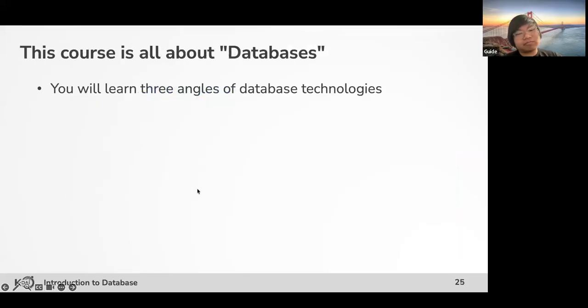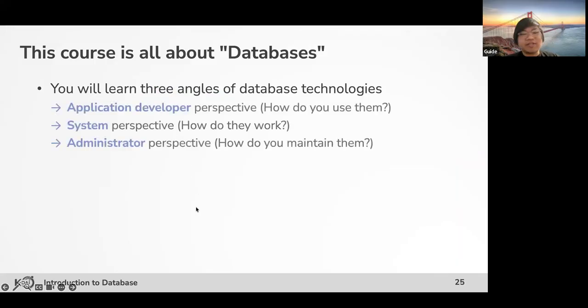So that's the definition of database. Now you know database. This course is all about databases. We're talking about databases from three different angles. The first angle is as an application developer.